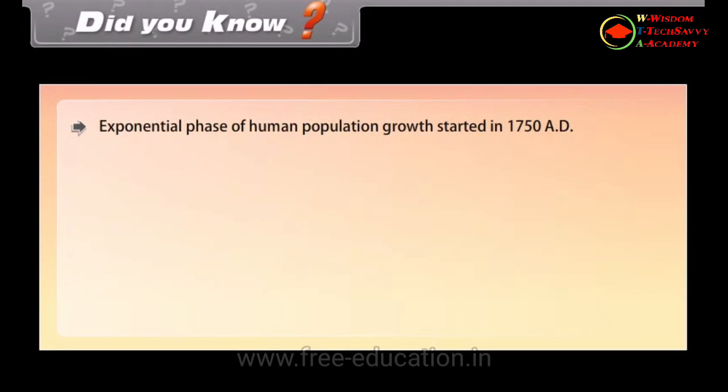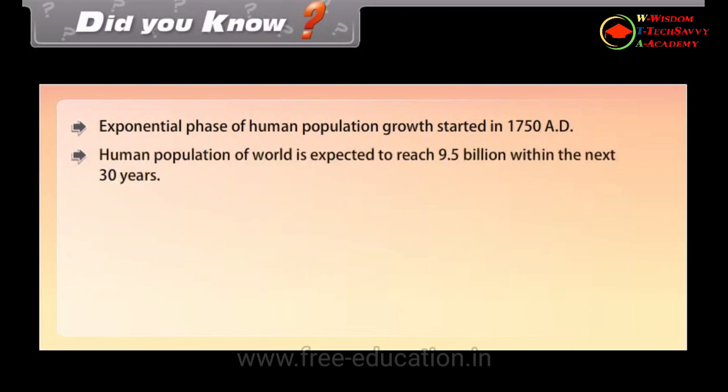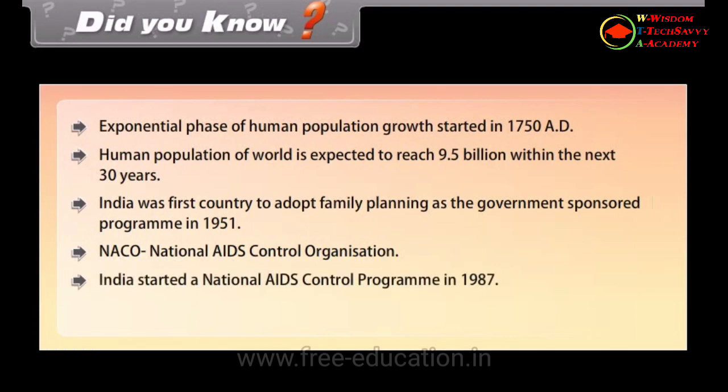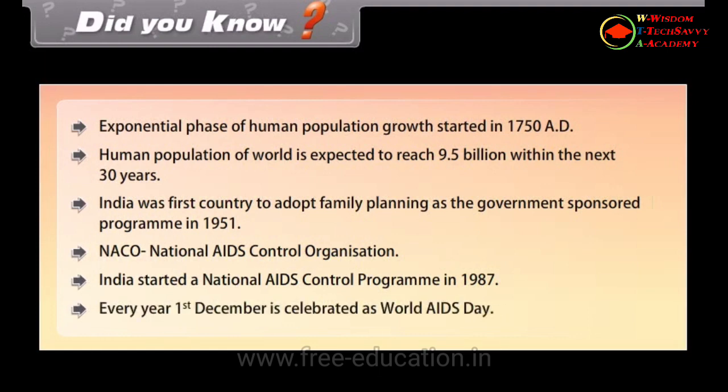Did you know? The exponential phase of human population growth started in 1750 AD. The human population of the world is expected to reach 9.5 billion within the next 30 years. India was the first country to adopt family planning as a government-sponsored program in 1951. NACO, the National AIDS Control Organization. India started a National AIDS Control Program in 1987. Every year, 1st December is celebrated as World AIDS Day.